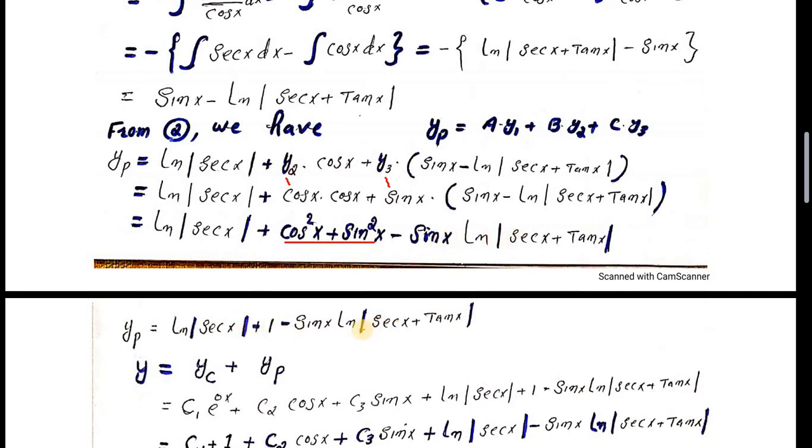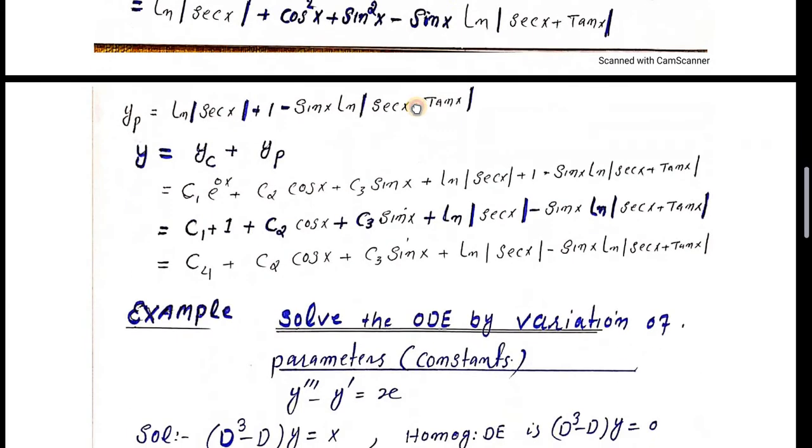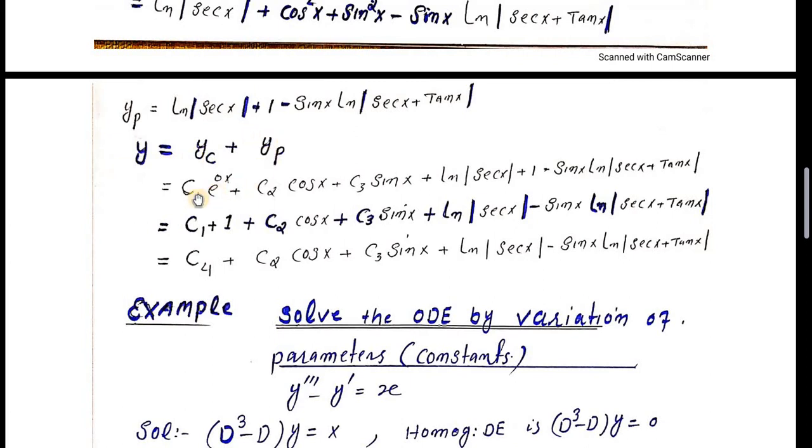This is the required particular integral. Now we know that y is equal to yc plus yp. So here these three terms represent yc, and the last value represents yp. Now taking c1, this c1 e power 0 x is equal to c1, and this 1 will be written here. Now here we have two constants which are represented by c4, and the remaining relation will be written as it is. So this is the complete solution of the third order differential equation.